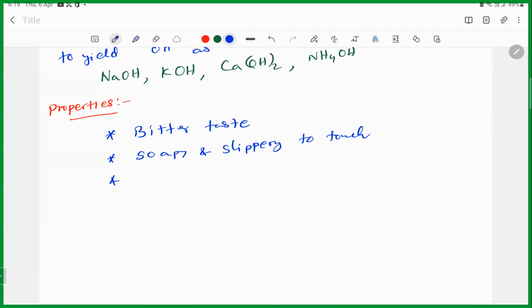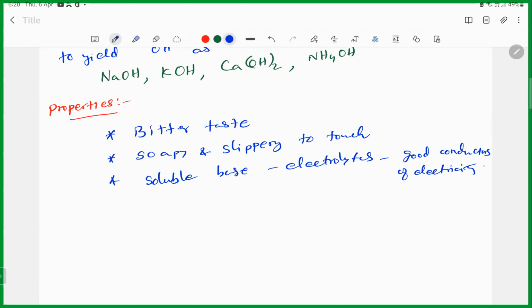Some bases are good conductors of electricity. Only soluble bases are good conductors of electricity. Soluble bases are used as electrolytes. They are good conductors of electricity. Examples: sodium hydroxide and potassium hydroxide.